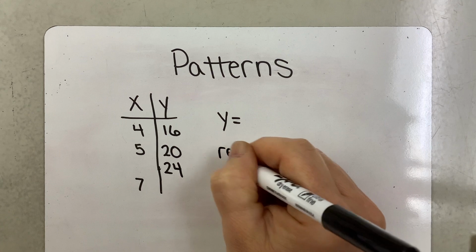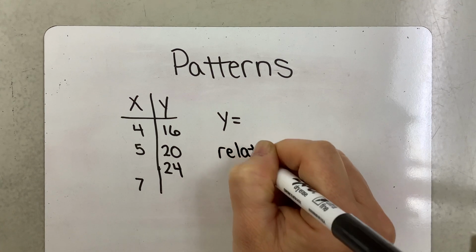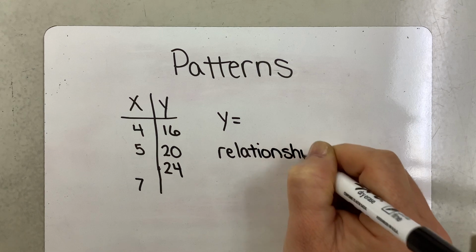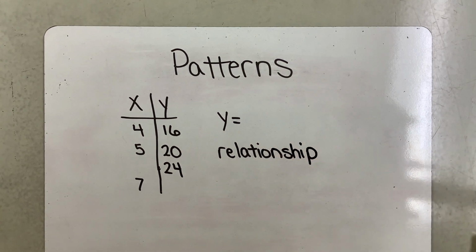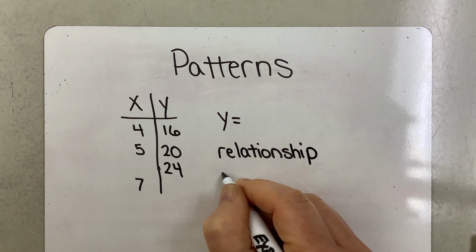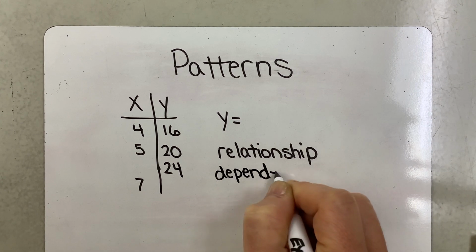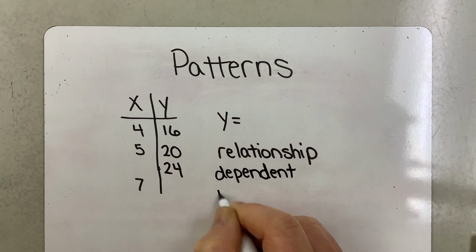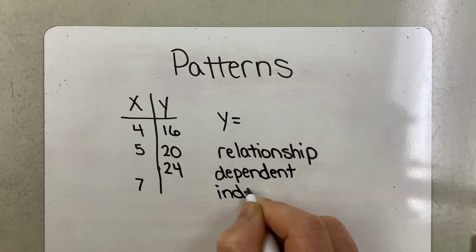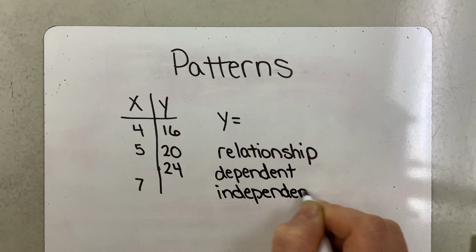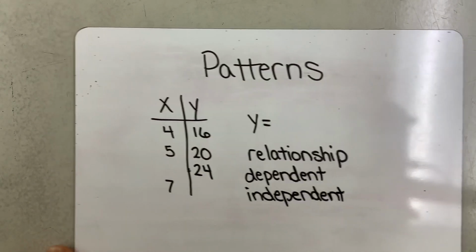Relationship would be between the x and y, who is dependent or independent. And we could be asked to graph. All right, so to look at all those different things, we're going to start with the table and come up with the pattern and fill in the blanks.